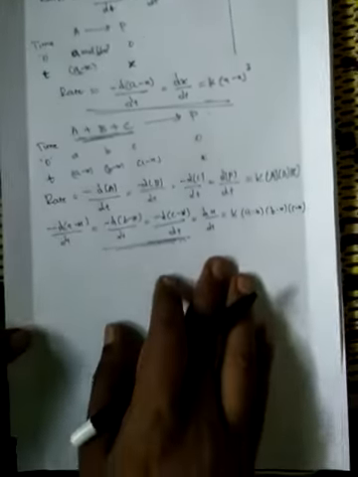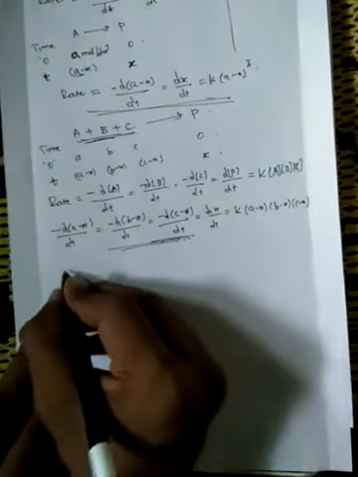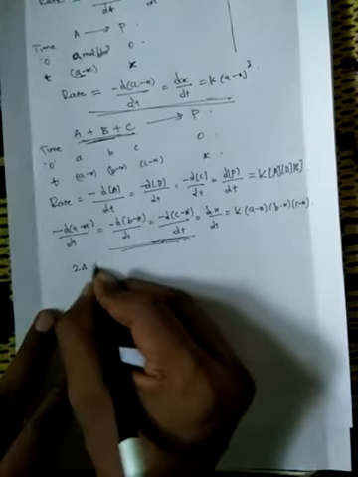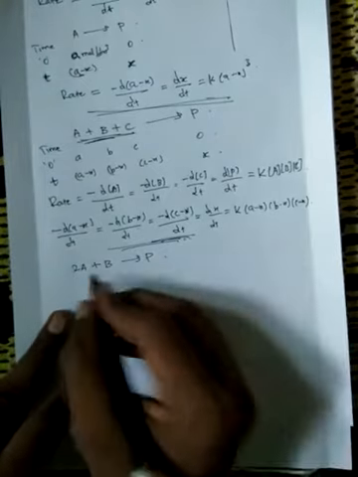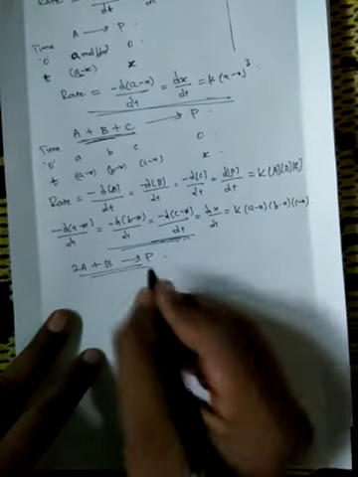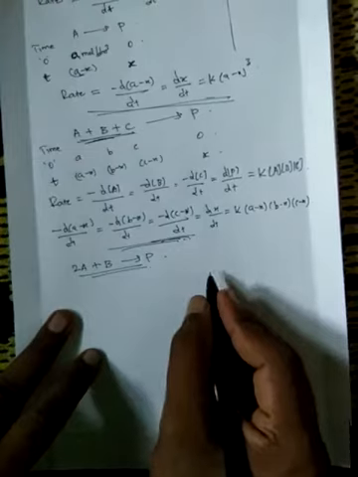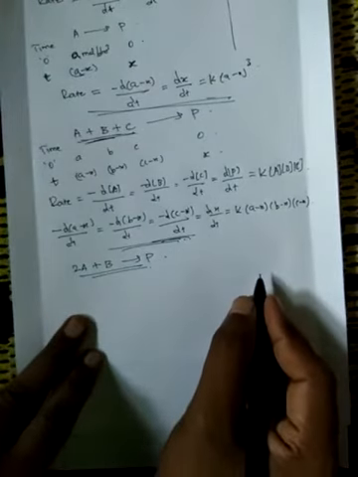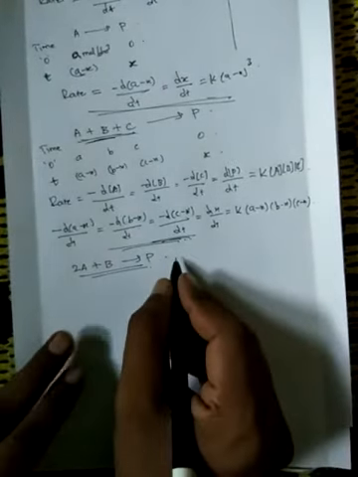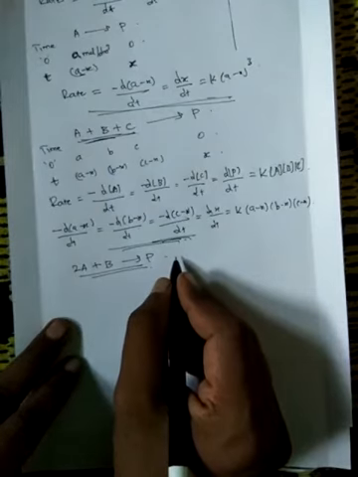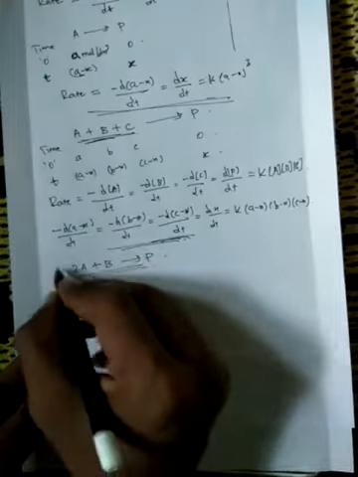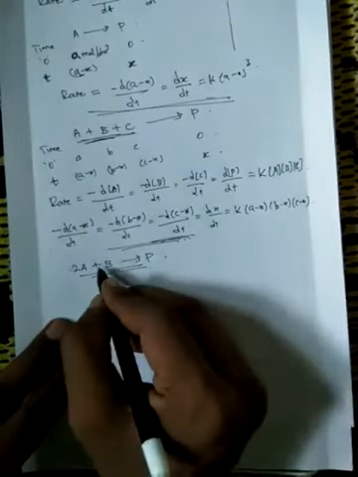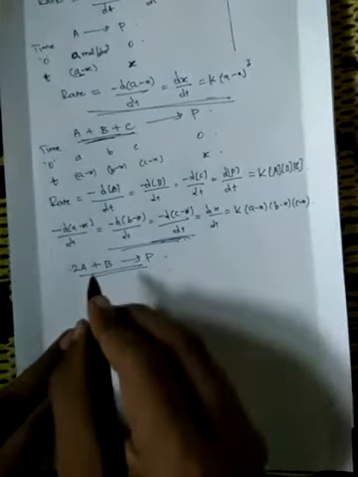And also I can have a reaction of this type, 2A reacting with B giving product. This also can follow third order kinetics. For this reaction also you can write the rate equation like this. You can write the rate equation, so I'm not going to write it.